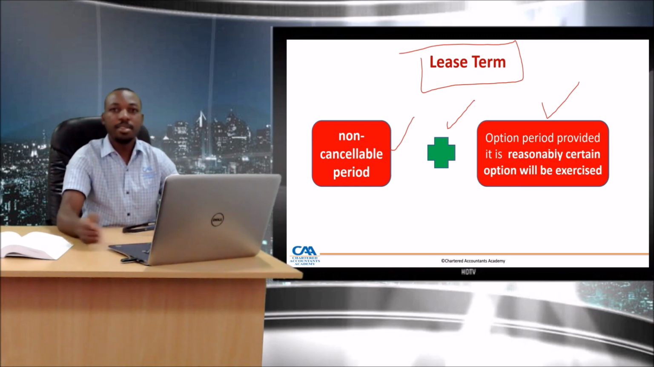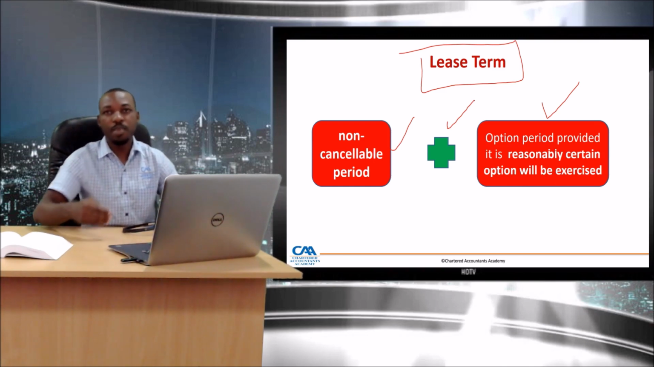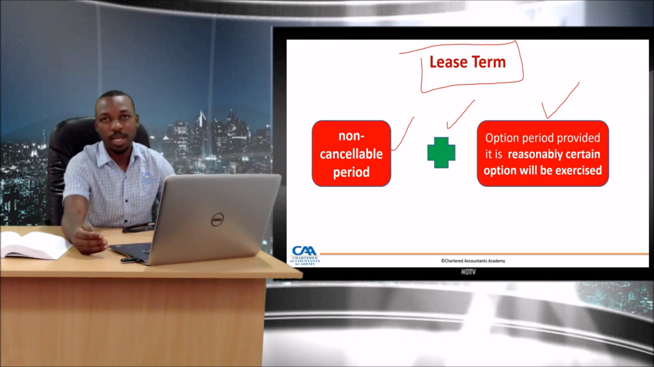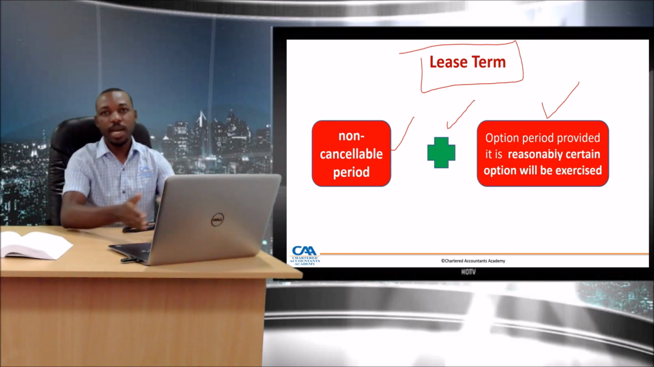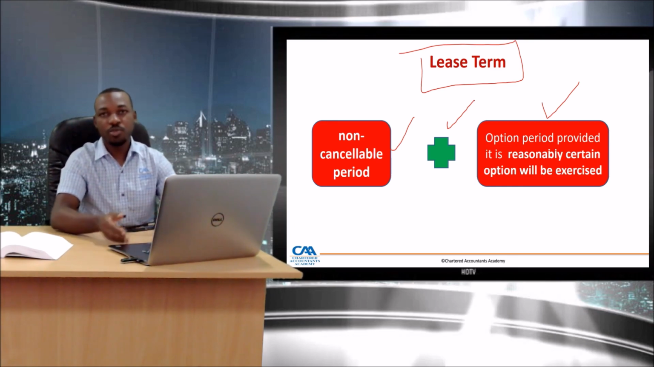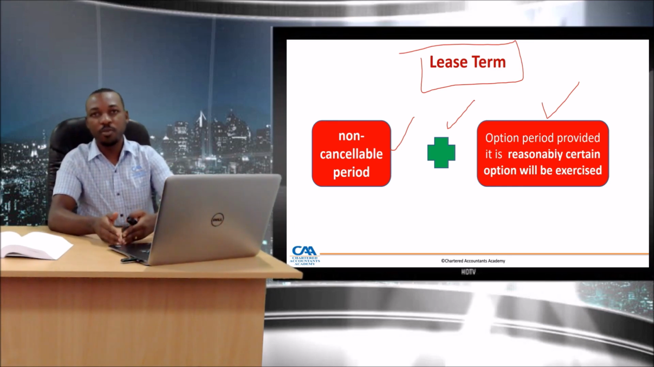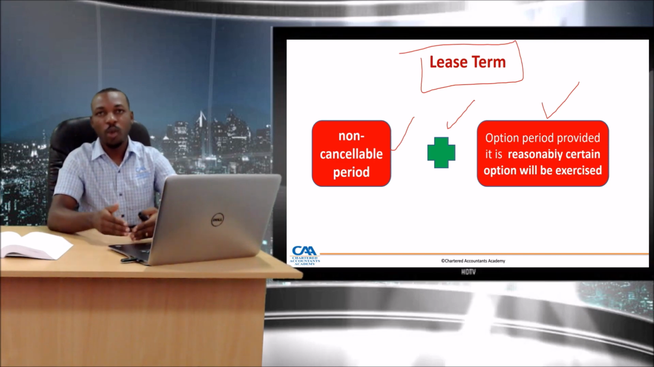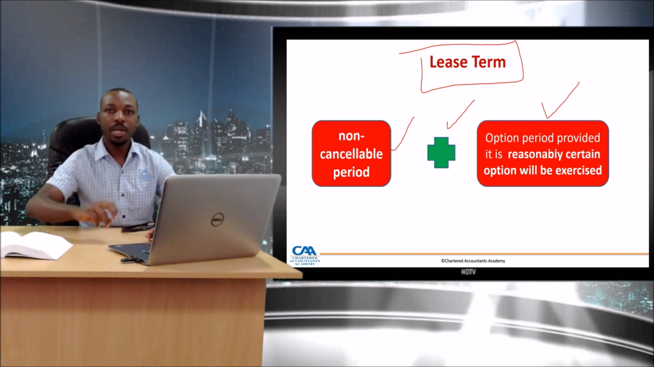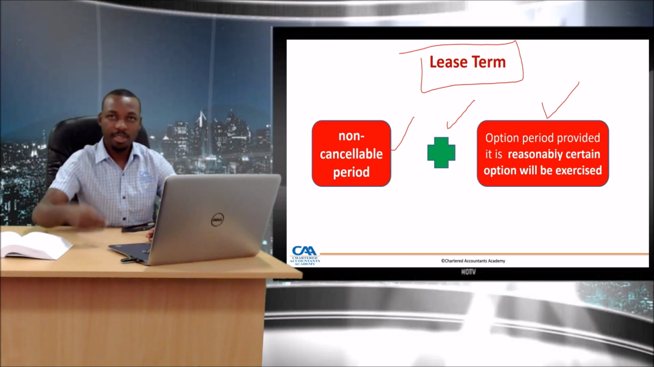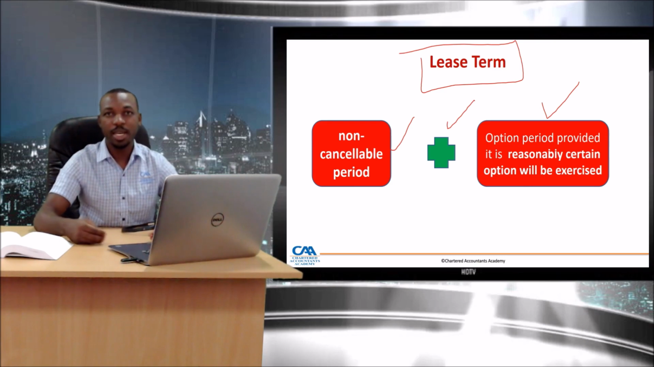Now, how do you know if it's reasonably certain that the option will be exercised? Well, you look at whether there is an economic incentive for me to continue with the lease contract into the period of the option. So let's say we agreed that I'm going to rent for 2 years with an option to extend for another year to make it 3 years. Why would I take the additional third year? It's only if there is an economic incentive. So if it's a discussion question, bring out the why. Bring out the reason why you say this third year will be taken. What are the reasons behind it? They need to be clearly coming out.